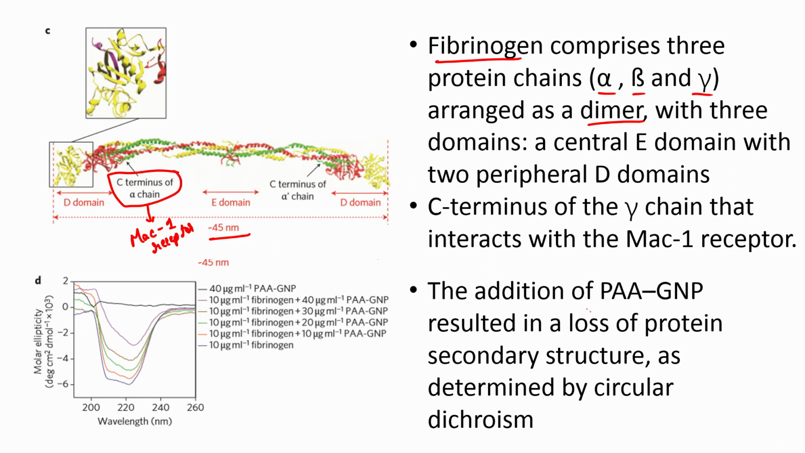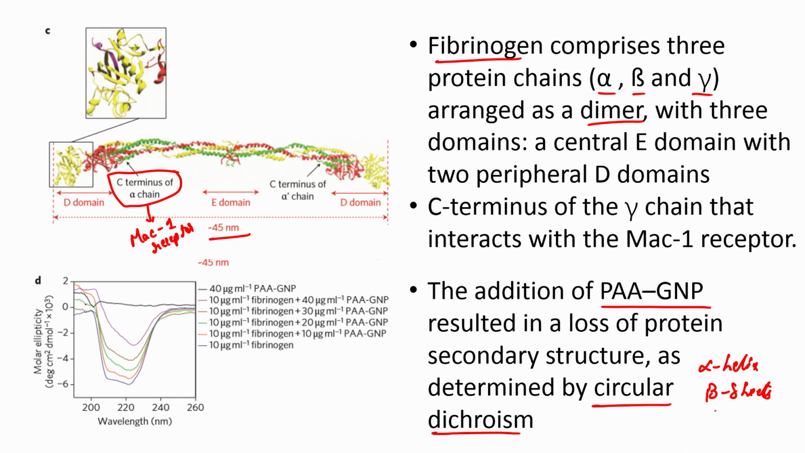Then they showed that the addition of these PAA coated gold nanoparticles resulted in the loss of the protein secondary structure. As you can see here, this is circular dichroism. It's a method that measures the secondary structures in the protein. Proteins, when they fold, have structures like alpha helix and beta sheets and others as well. These alpha helix and beta sheets give signals at certain wavelengths.